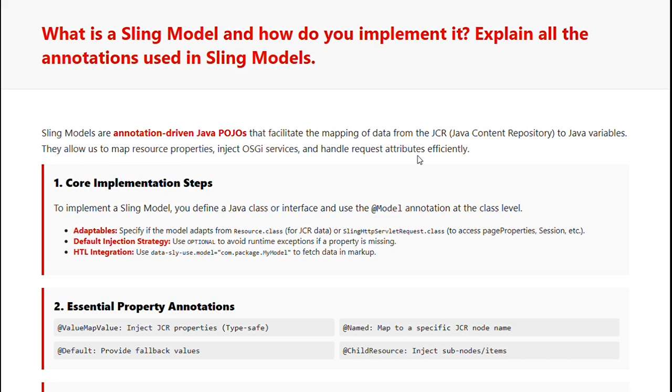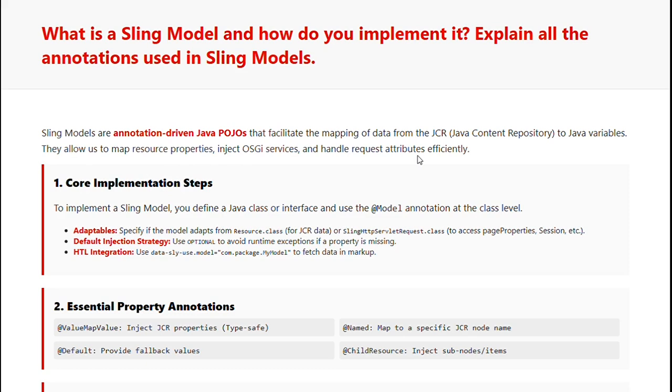So Sling models are annotation driven POJOs, that is plain old Java object classes that facilitate the mapping of data from JCR to Java variables. The Sling model can be used to map the resources or request objects. They also allow mapping the resource properties and injecting OSGi services. The out of the box support includes resource properties via value map, Sling bindings, OSGi services, and request attributes. Easily work with other Sling models without changing the bundles.